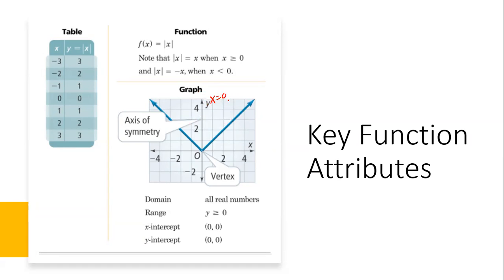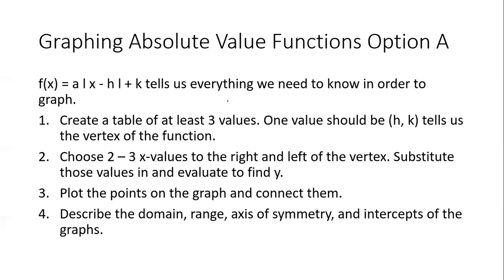Now, just like you look like your parent, but you don't have every aspect of your parent, the same goes for functions. This is just our parent function. Once this graph is shuffled left, right, up, down, it becomes its own person. Own graph, not person. So graphing absolute value functions, option A.